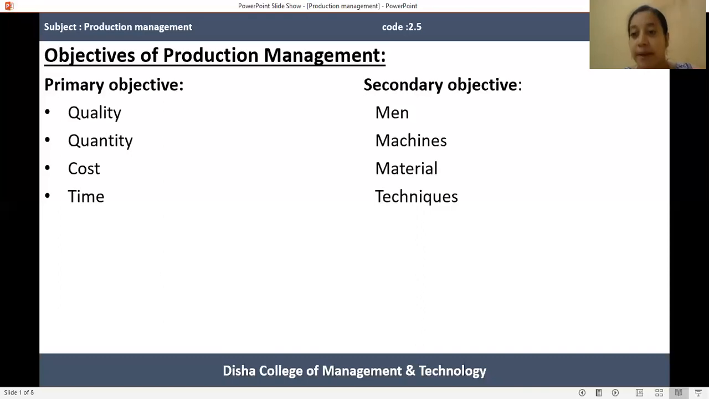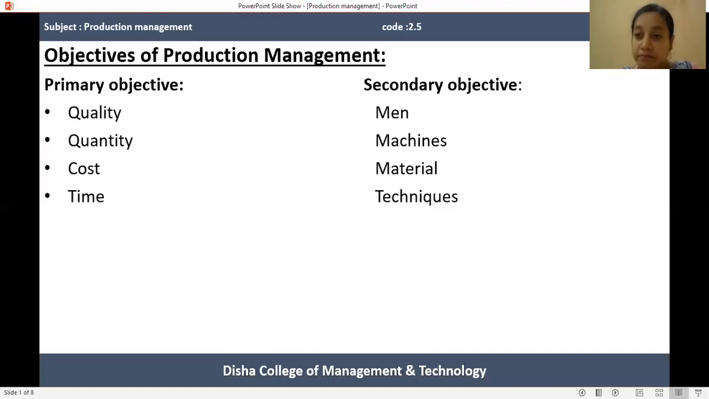The first one is human resource. Managing human resource is the intention of the production department. What is the relation between managing the human resource and achieving its primary objective? Human resource is the only resource that helps the organization to achieve its primary objective. How?